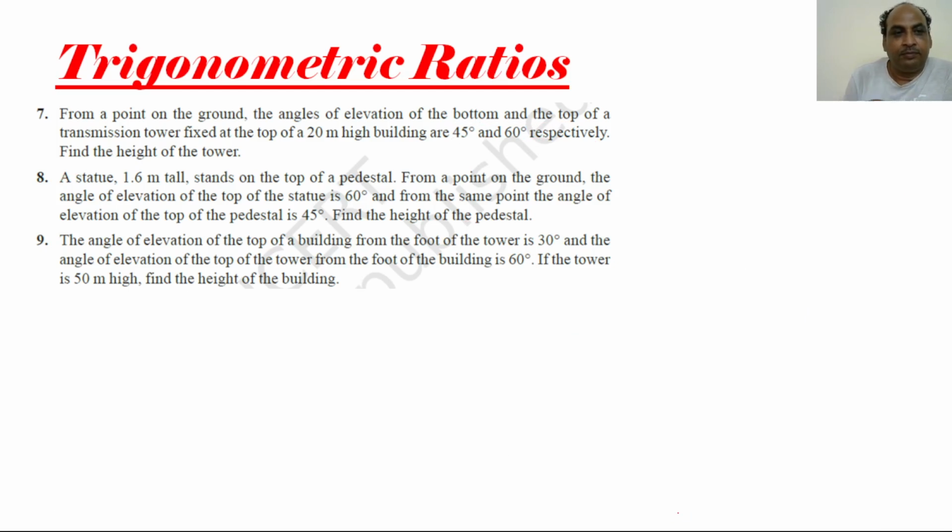Question number 9. The angle of elevation of the top of a building from the foot of the tower is 30 degree, and the angle of elevation of the top of the tower from the foot of the building is 60 degree. So let us see. There is a building, right? This is the building, and there is a tower. Both are at the same level.